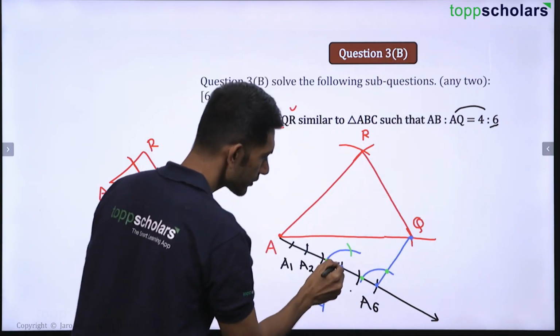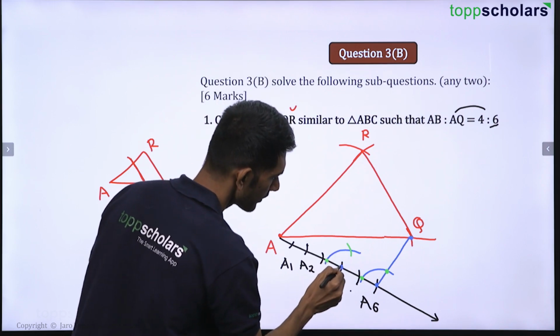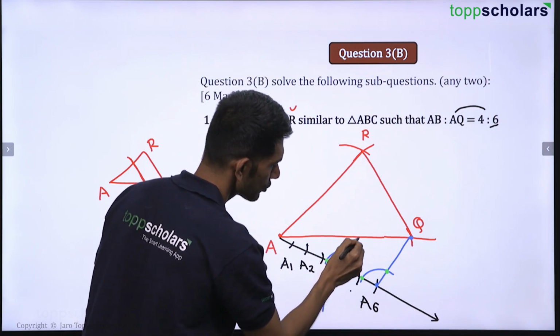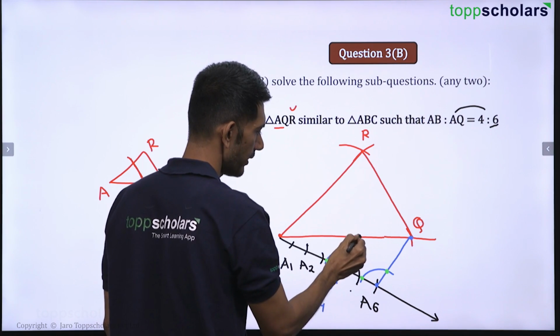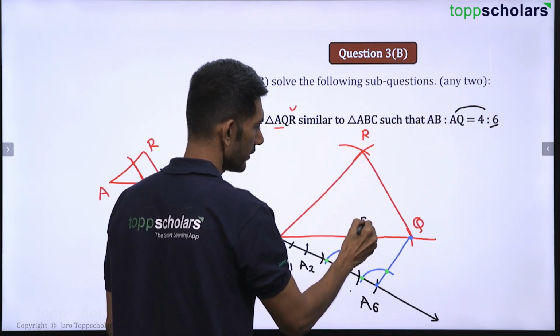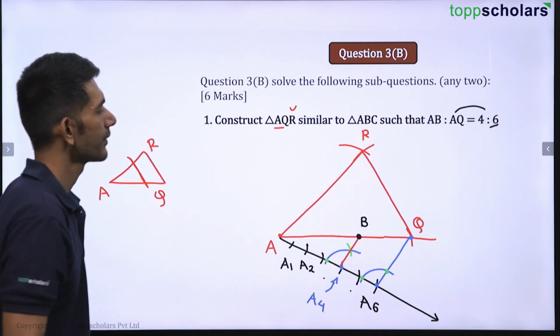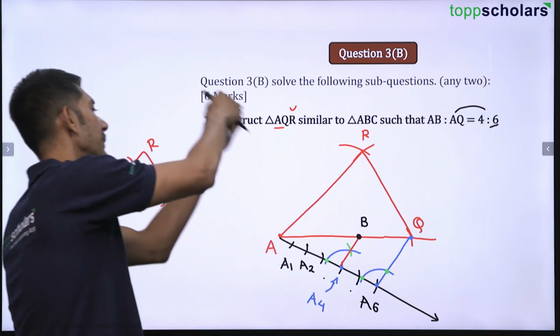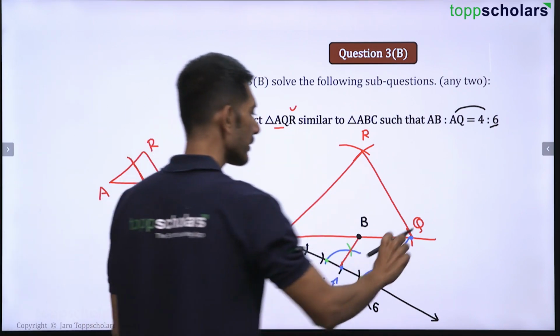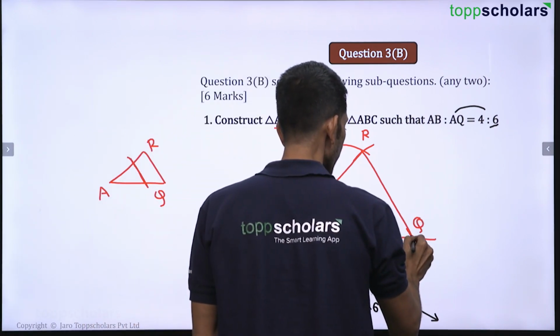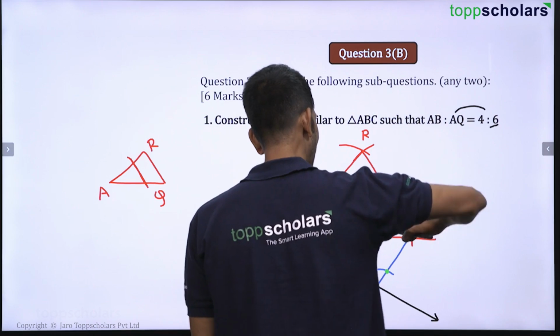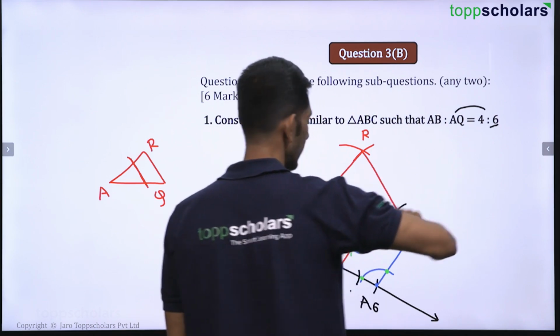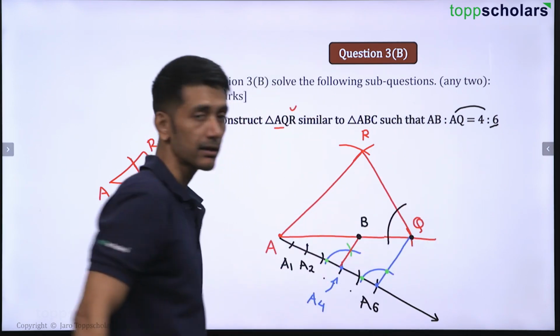Now, what you do is, join this. Okay, so this point is your point B. Correct? Now what you will do? Same procedure you will apply here. Place the pointer at Q. Randomly cut an arc.